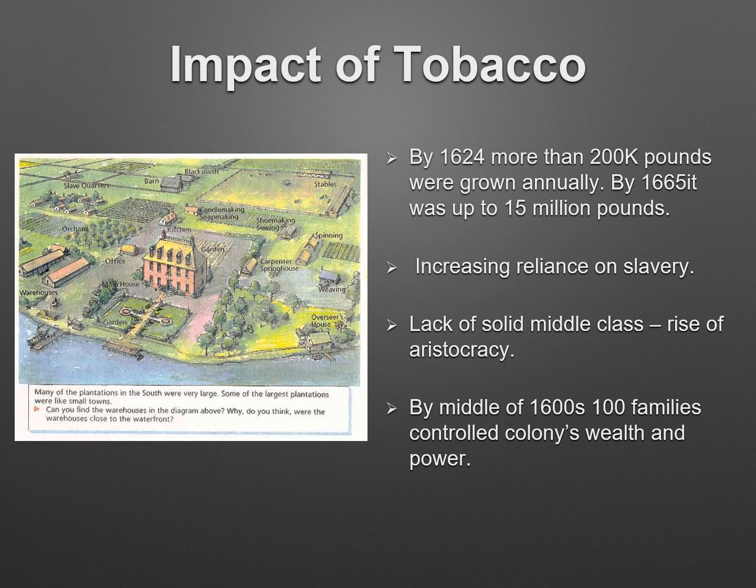To get some numbers behind how quickly tobacco was growing, in 1624, about 200,000 pounds of tobacco were being grown in the Chesapeake every year. Three decades later, it's up to 15 million pounds. And another 30 years after that, it'll double again. This is growing so quickly that an increasing reliance on labor happens. We're going to see that indentured servitude will not be able to keep up with this demand.